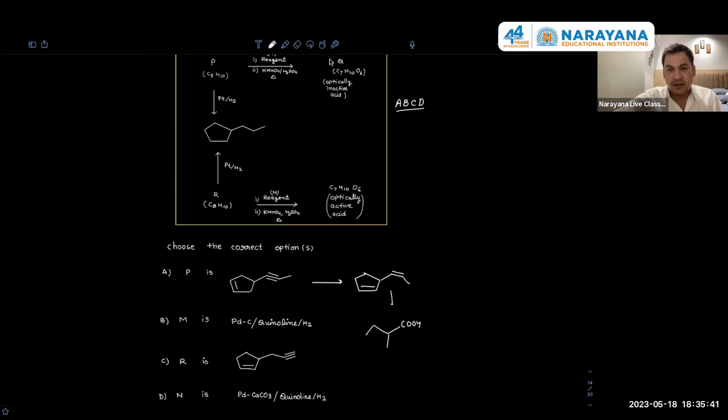Sorry, I have created a wrong side double bond. Here, with oxidation of this double bond, you will get a COOH. Now, this is not the chiral center, so we are getting an optically inactive acid.